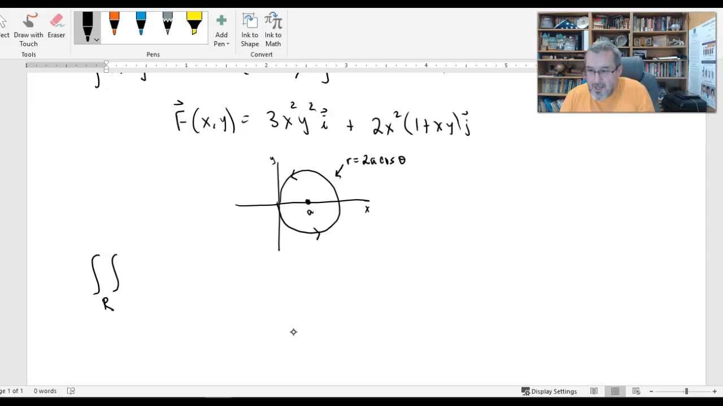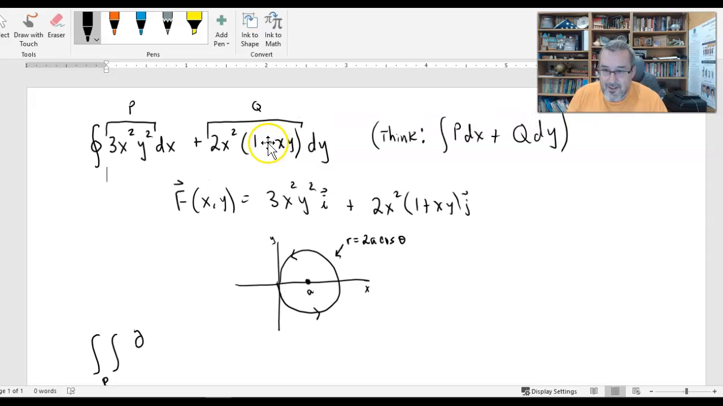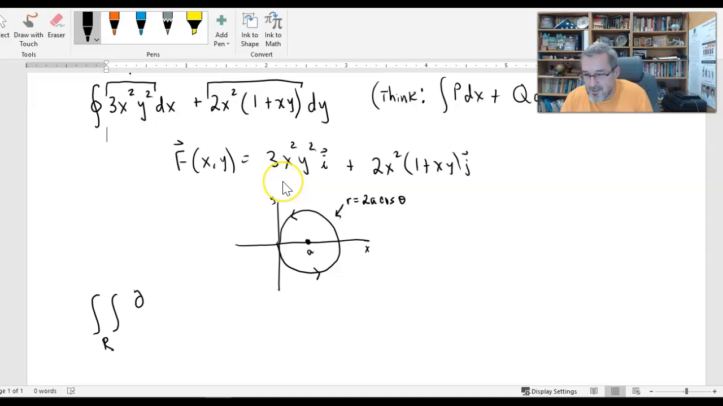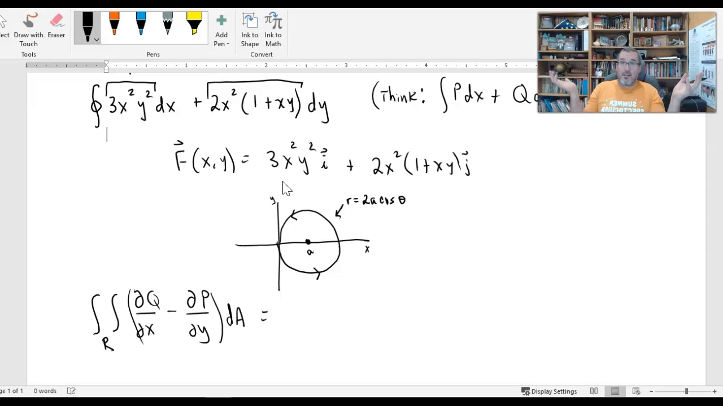All right, so Green's theorem says, take the partial derivative of, now this is how I remember it, the partial derivative of the q component with respect to x minus the partial derivative of the p component with respect to y. That difference, dA, will be equivalent to doing all the original line integral stuff that you did with parameterization. Let's do it and see.